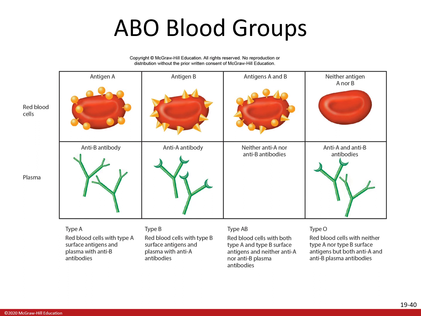Now we get to O. O has neither antigen A nor B studding the surface of it. That is why it is O. There is nothing on it, while the plasma contains both anti-A and anti-B antibodies. So that is kind of an interesting little thing about ABO blood groups, maybe that you didn't know before.